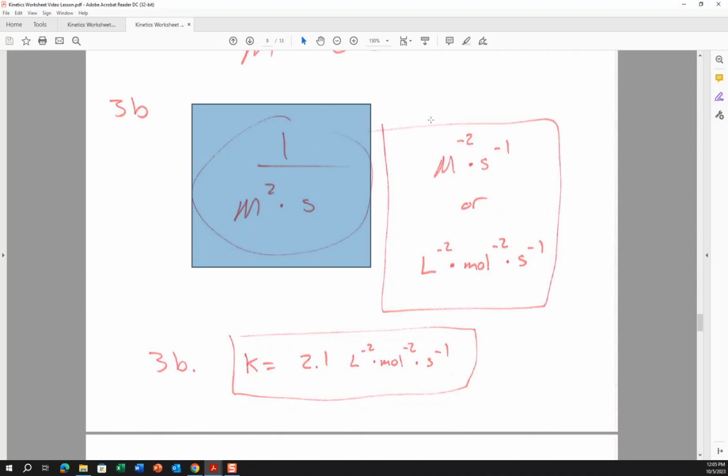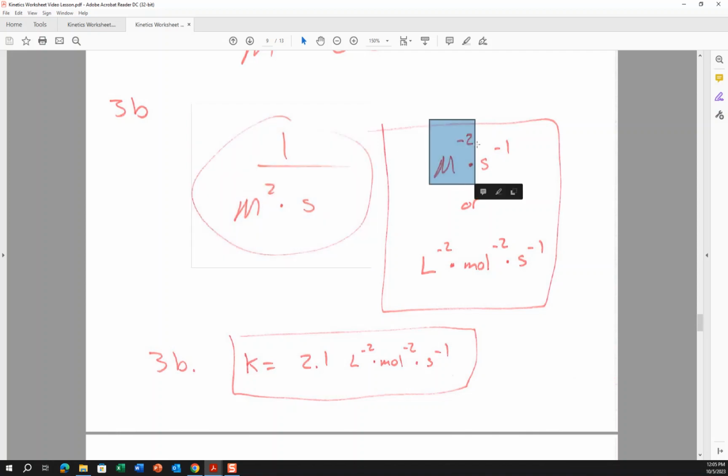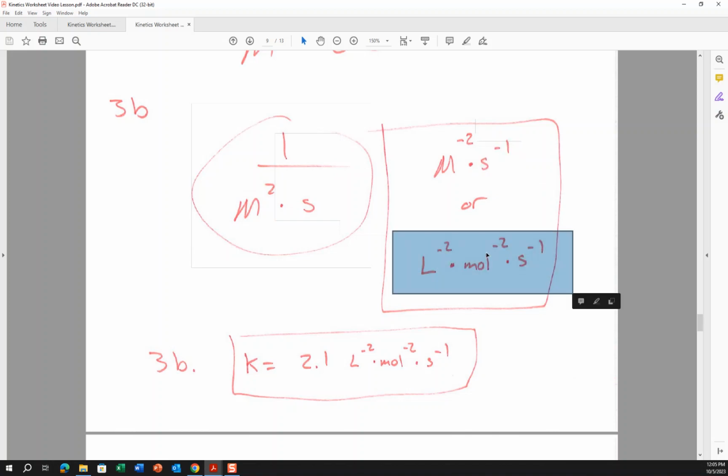You could write the units this way, but understand that you might see the units written other ways. 1 over molarity squared is also molarity raised to the negative 2. 1 over seconds is the same thing as seconds to the negative 1. Now, the other way you might see it is molarity is moles per liter, but 1 over molarity is liters per mole. 1 over molarity squared is liters squared over moles squared.